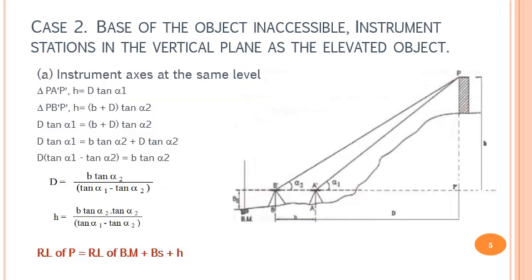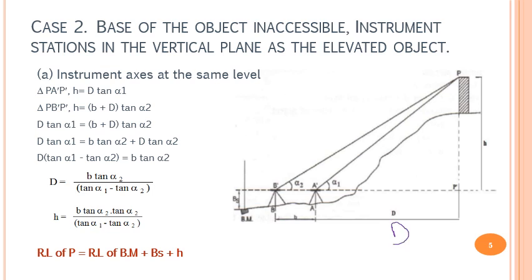Now case 2, base of the object inaccessible, instrument stations in the same vertical plane as the elevated object. This is the first part: instrument axes at the same level. Now angle PA'P', h is equal to d tan alpha 1. This is d tan alpha 1.